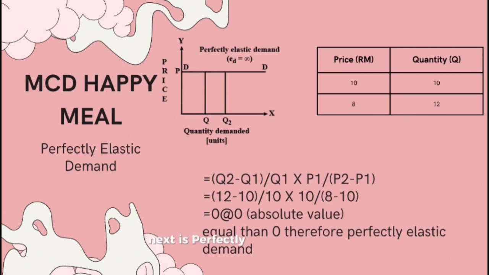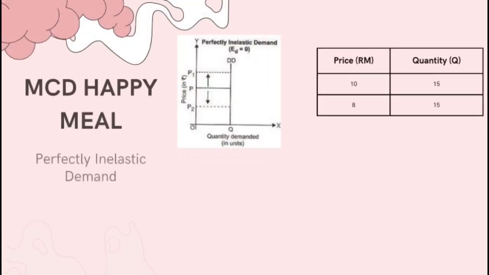Next is perfectly elastic demand. This is what a graph of perfectly elastic demand looks like. For this graph, I will use 10 for Q1 and 12 for Q2. And I will put the numbers in the formula to calculate the answer. The answer is 0. For perfectly elastic demand, the answer must equal 0. So this answer is perfectly elastic demand.